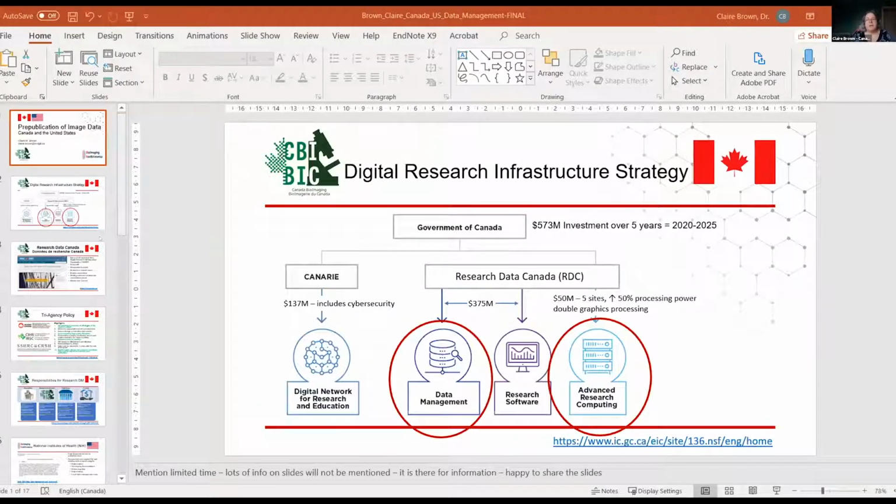So the Government of Canada has a $573 million investment that they announced just recently for digital research infrastructure, so a strategy for the whole continuum of aspects. And this includes both data management and advanced research computing. I'm going to speak more about the data management side of things. The National Advanced Research Computing Initiatives are really focused on computational groups and so on, and are not set up for imaging. I'll also mention that I have quite a bit of information on my slides that with the interest of time I won't be able to go into, but I'm happy to share the slides afterwards.